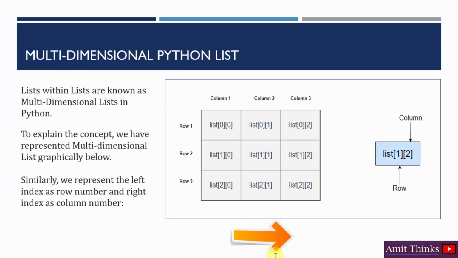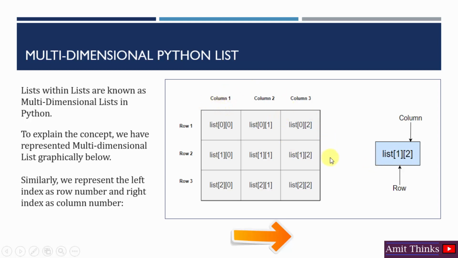Now we have the multi-dimensional Python list. Lists within lists are known as multi-dimensional lists. The concept of a multi-dimensional list works like this. Lists work like arrays only. That means in multi-dimensional arrays also, when we use two square brackets, the first one is the row and the second one depicts the column.